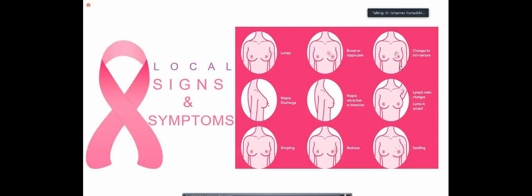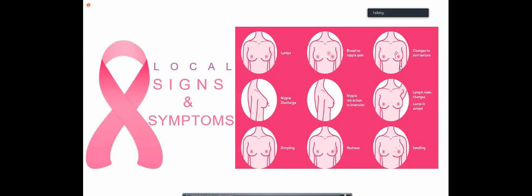When I talk about local signs, I'm talking about the breast as the organ and the surrounding tissue. So usually with the breast and the lymph nodes inside the armpit, you see a lump. You feel a lump inside the breast when you palpate or when you press.